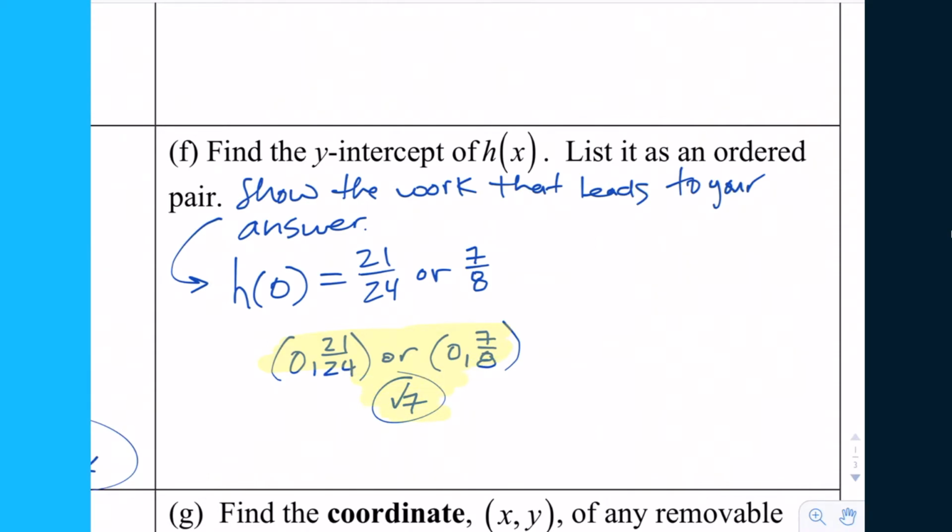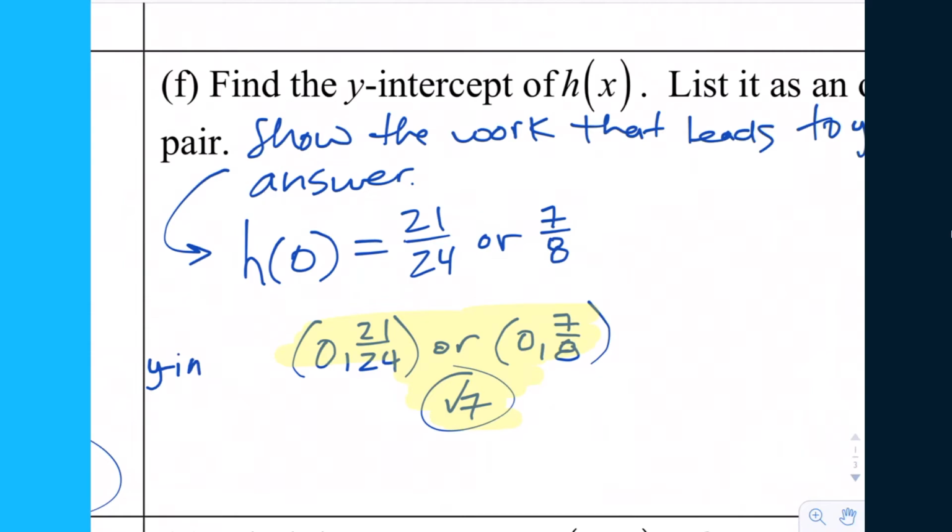Oh, sure, yeah, you could do that. Y-intercept at... and again, the more you write, the more you communicate, the better. So that would be great. But in this case, because this particular problem only asks for the y-intercept, if you just list an ordered pair, there's no ambiguity as to which it is.